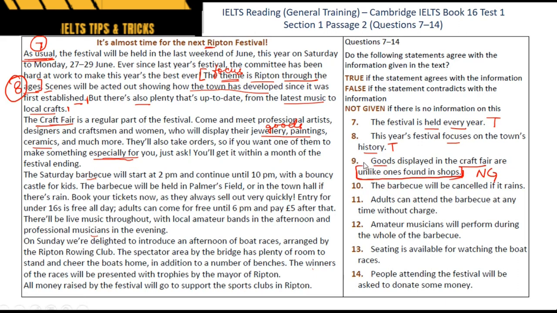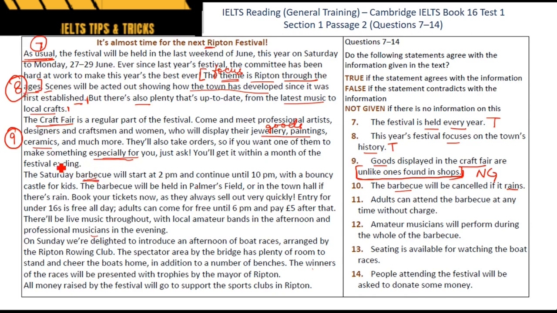The 10th one now, the barbecue will be cancelled if it rains. So we are looking for the barbecue, and then what happens if it rains. So observe the fact that all the answers are in sequence. It is one after the other. If I had been unsure about the 9th one, I could have skipped it. I could have started looking for information about the barbecue, and I would have known that the 9th one would be between 8th and 10th.